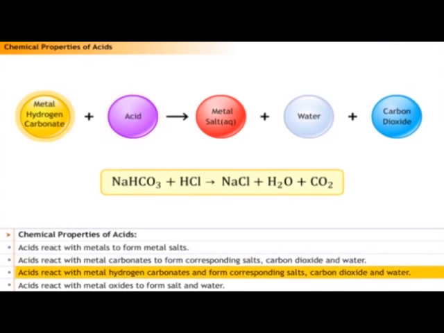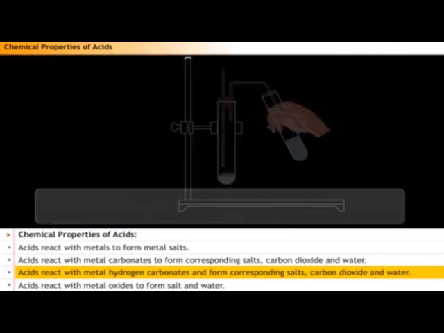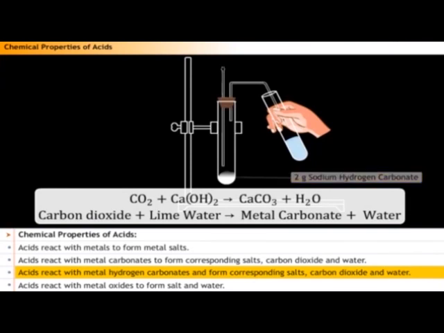Acids react with metal hydrogen carbonates and form corresponding salts, carbon dioxide and water. Take 2 grams of sodium hydrogen carbonate in a test tube. Pour 2 milliliter of hydrochloric acid into the test tube. You will see that a gas evolves.